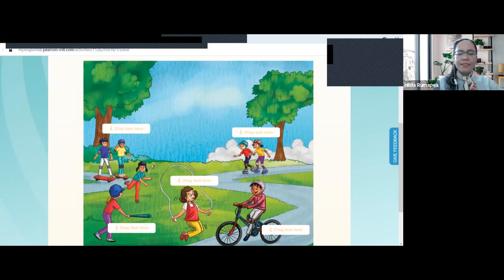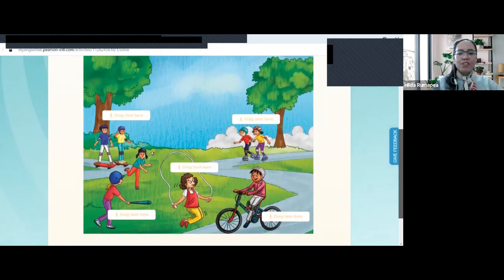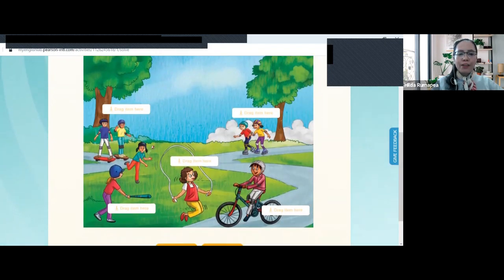In activity number 3 on page 13, in your workbook, there are 5 sentences, right? That you have to read and then match with the right person who likes to do it by drawing the lines. Here on my screen, I just drag the items at the top and match to the right person here.